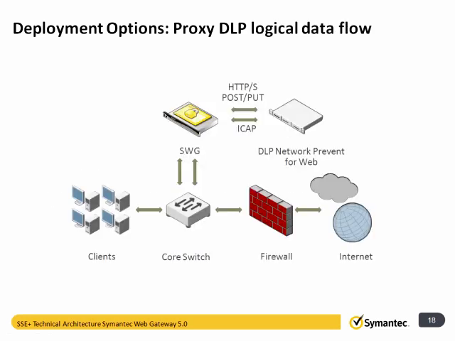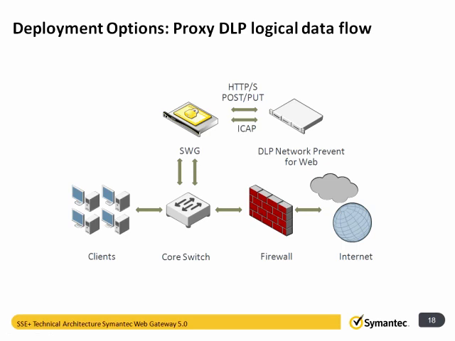This slide has a diagram demonstrating how the Web Gateway integrates with the Data Loss Prevention Network Prevent for Web product. On the left we see our client machines. Their outbound post and put requests pass through the core switch and then up to the Web Gateway proxy. The Web Gateway proxy then passes these requests to the DLP Network Prevent for Web server. The requests are analyzed and, if allowed, are sent back to the Web Gateway, back down to the core switch, and out to the Internet.